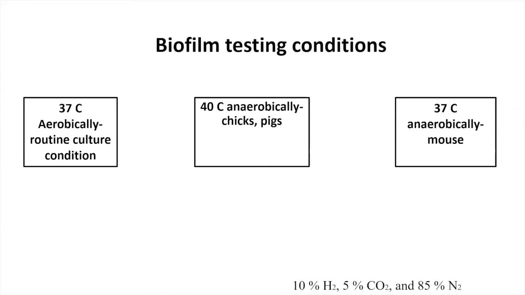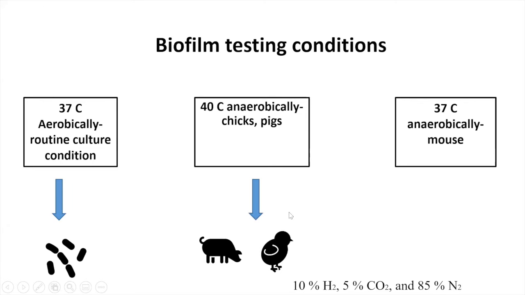So we had 37 degrees centigrade aerobically, and this is the condition we normally grow the bacteria in. And then the second condition is 40 degrees centigrade anaerobically, and this will mimic the chicks and the pig gut. And then the final condition is 37 degrees centigrade anaerobically, and so this will focus on mice.